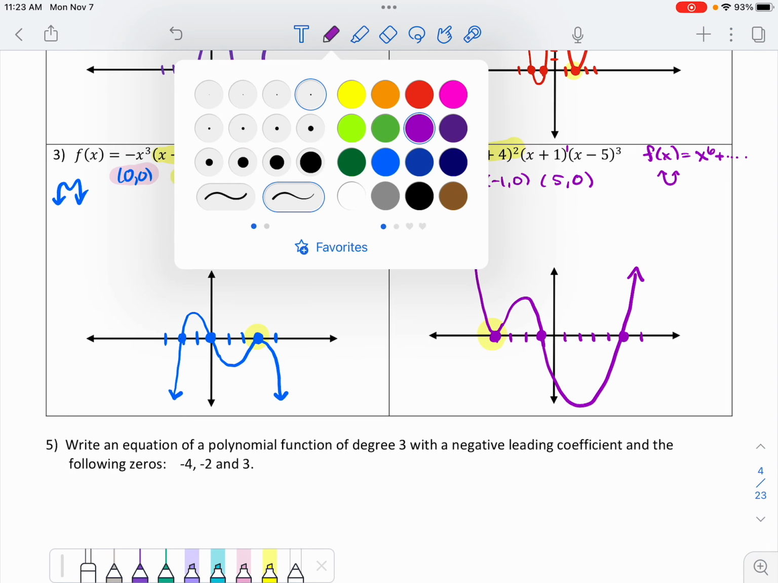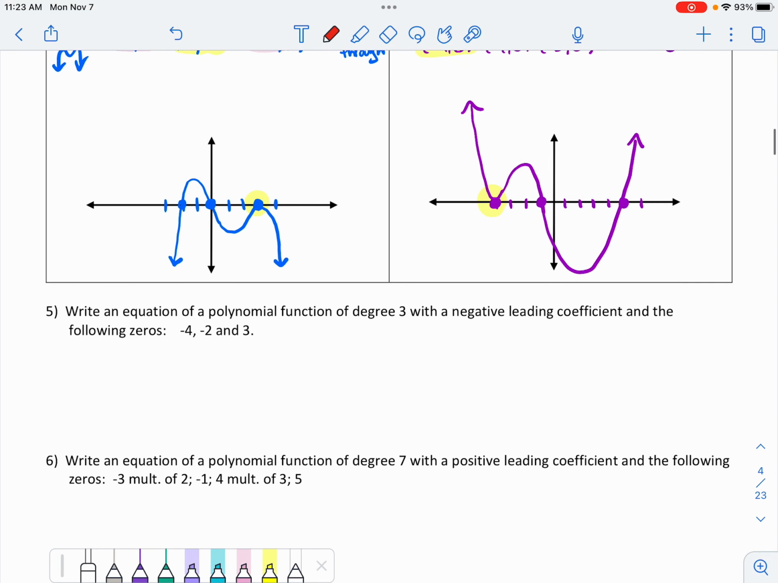All right, so this next one's working backwards. We're going to write an equation given this information. So I know that it needs to be degree 3. I want a negative leading coefficient, and I want these zeros.